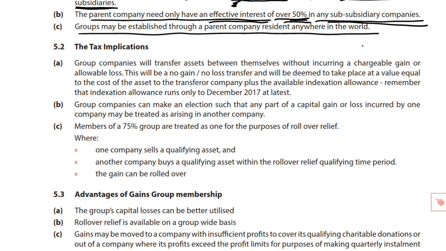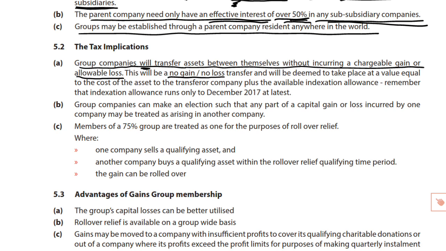Now, as we said here, there are three things we need to know about. One of them is a rule that says if the companies do this, then this will be the treatment. No ifs, no buts, no do we claim, don't we? There's no claim, it's a rule, that's an automatic application of that rule. So what is this? Group companies will transfer assets between themselves without incurring a chargeable gain or allowable loss. It's known as a no gain, no loss, or some texts will refer to a nil gain, nil loss transfer.